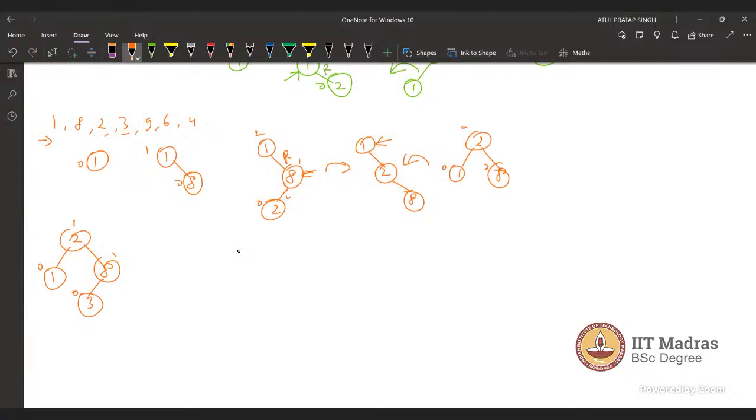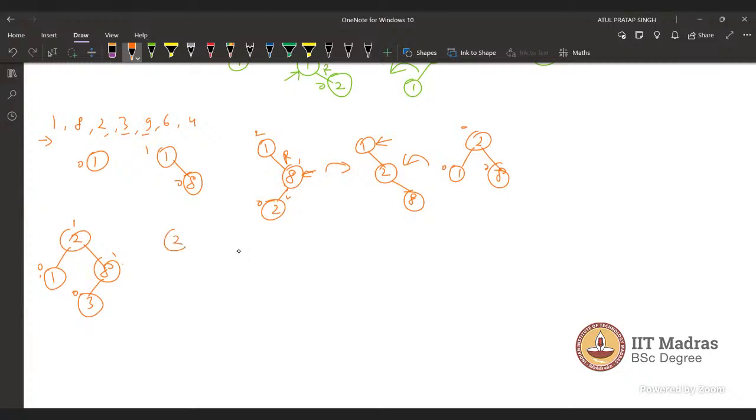Okay. So the height of this left is 1 actually, or this is the height of 2. So 1 minus 2 is minus 1. So we'll take the positive value. So there's no issue with this 3 because the balance factor is under 2. So add one more. Now 9.